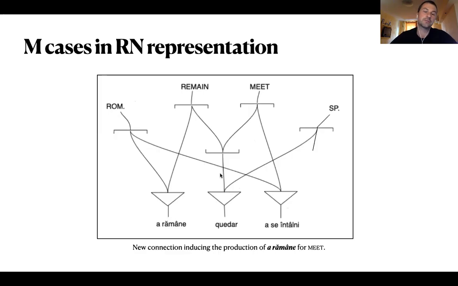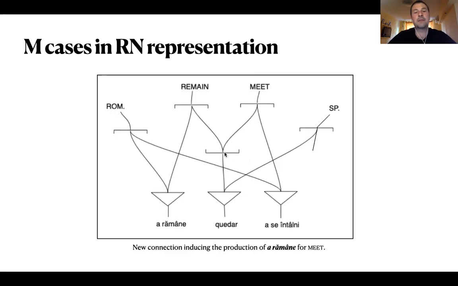We have to observe that this central node, accounting for the polysemy of quedar, will become a very strong node because it will receive activation in many more occasions. That is, in both cases when remain and meet are active. So this central part of the subnetwork would become stronger than the other parts.